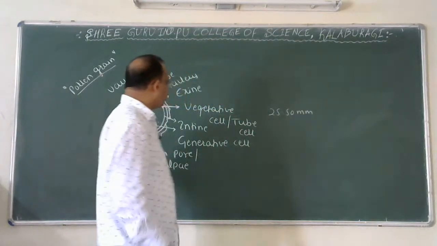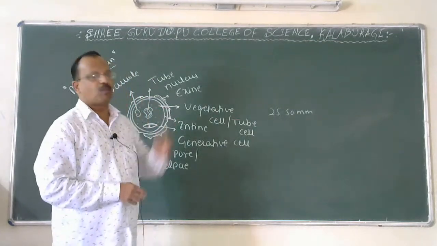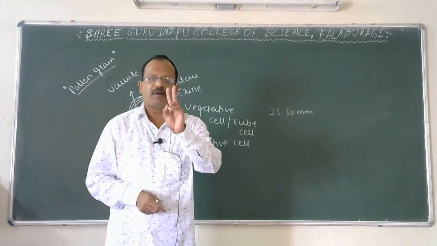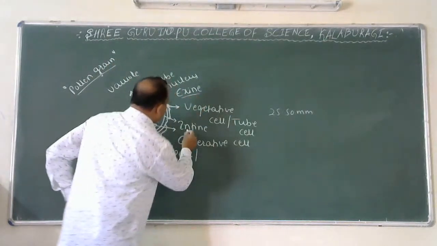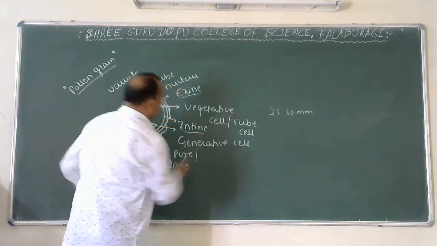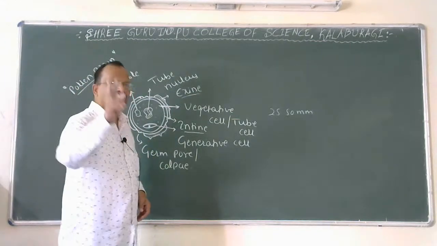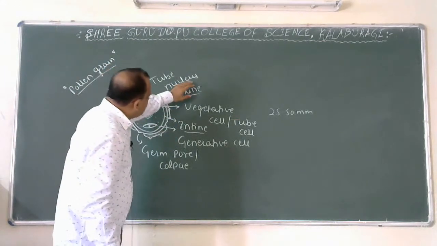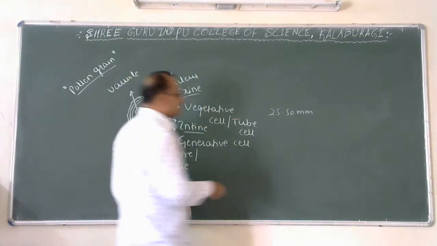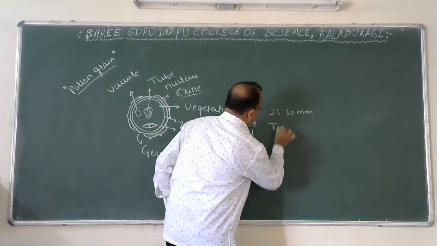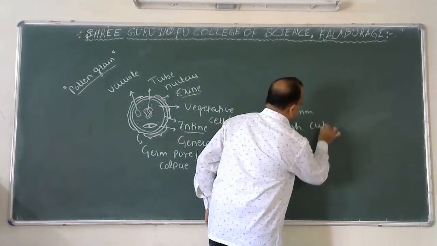It is covered by a wall which is made up of 2 layers. Outer is called exine and the inner is called intine. Exine is tough. Cutinized.